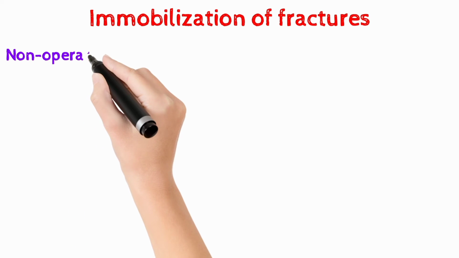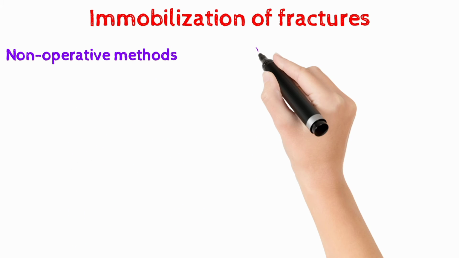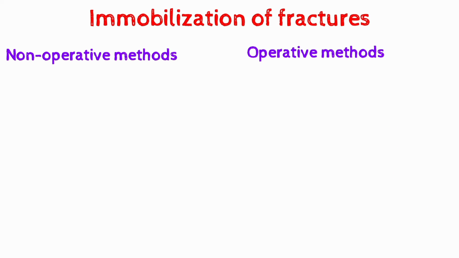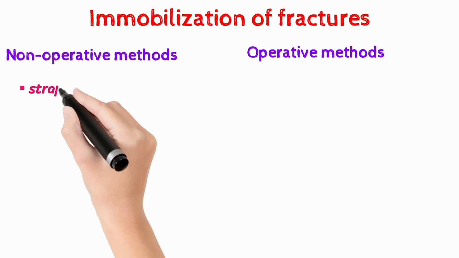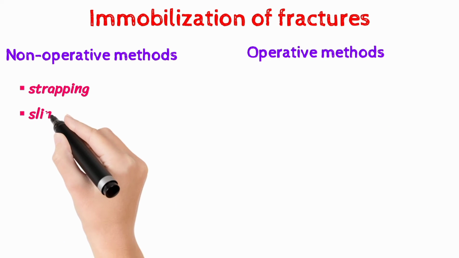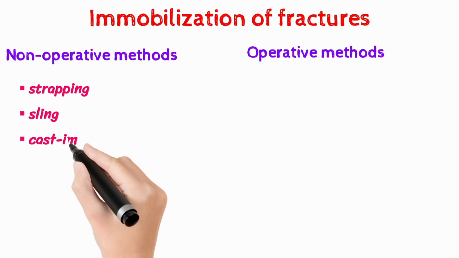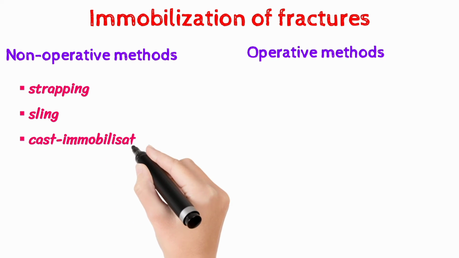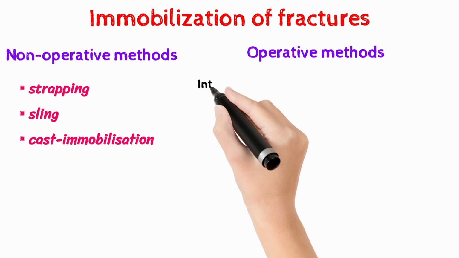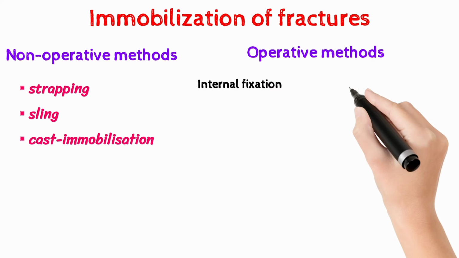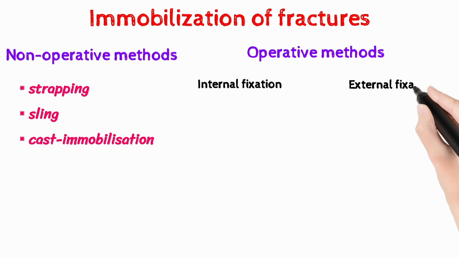Immobilization of fractures. Non-operative methods: strapping, sling, cast immobilization. Operative methods: internal fixation, external fixation.